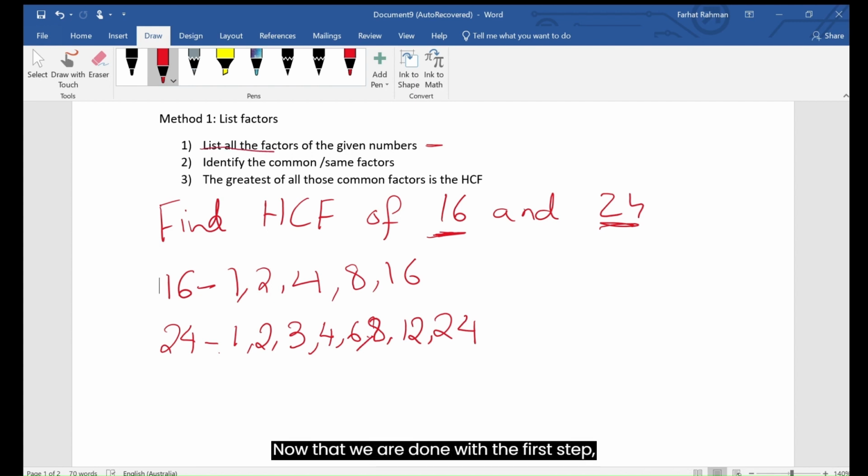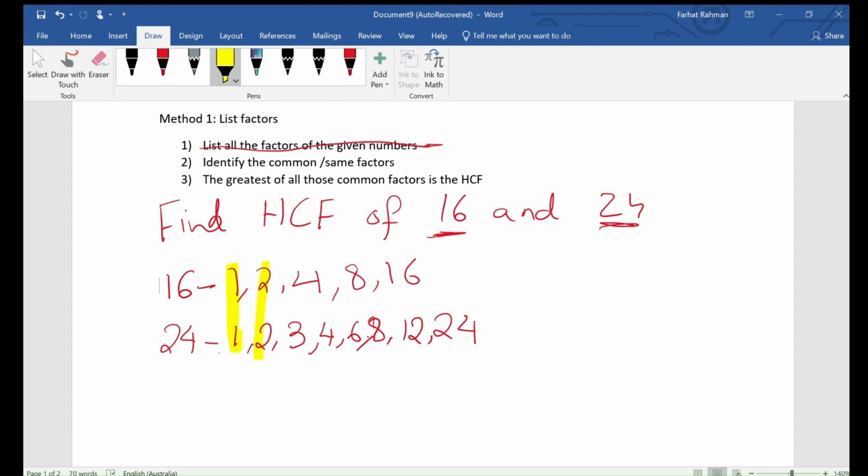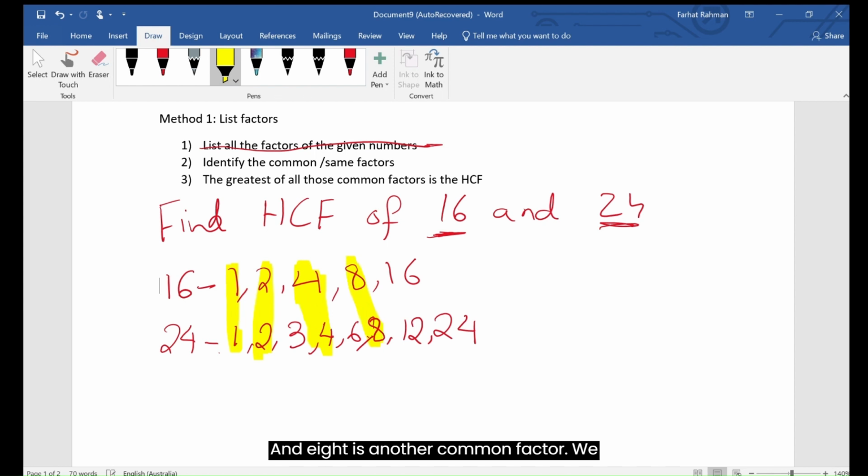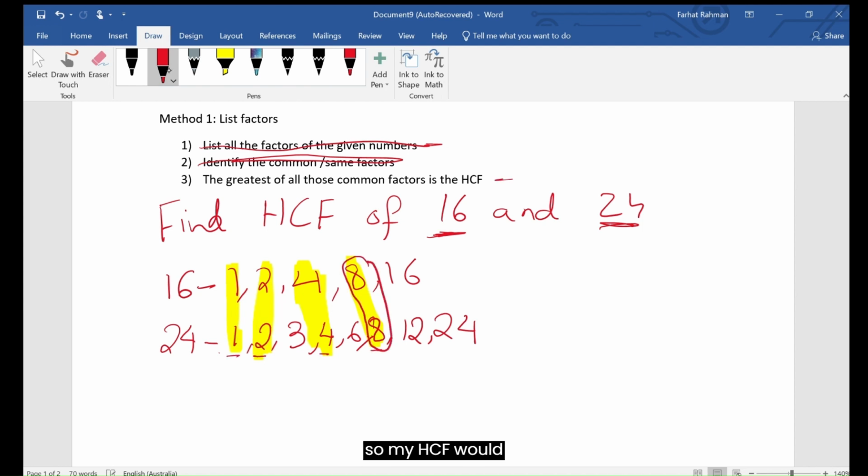Now that we are done with the first step, we will move on to the second step, where we need to identify the common or same factors. I will identify the common factors by highlighting them. So 1 is common, 2 is another common factor, we have 4 as a common factor, and 8 is another common factor. We don't have any other common factors here. So now we are done with the second step. The third step says the greatest of all those common factors is the HCF. So my HCF would be 8.